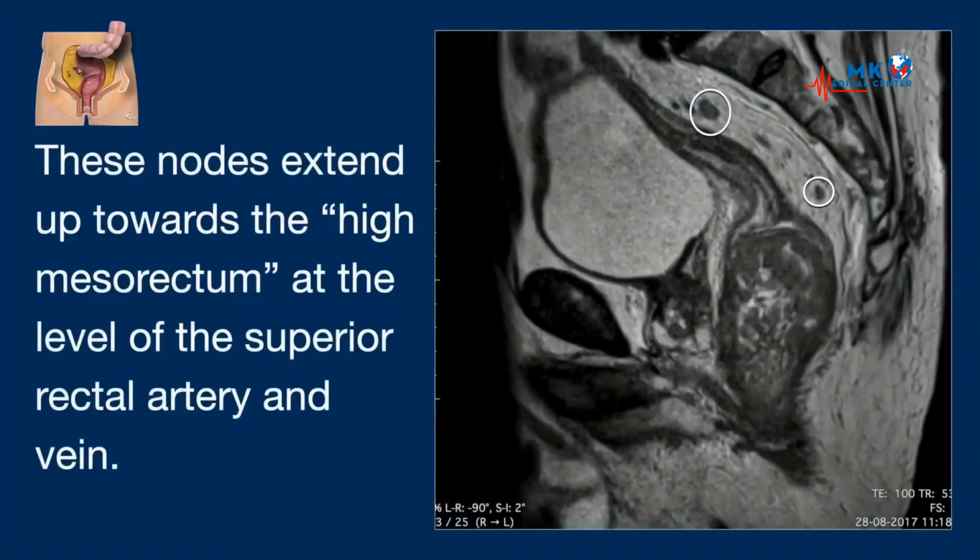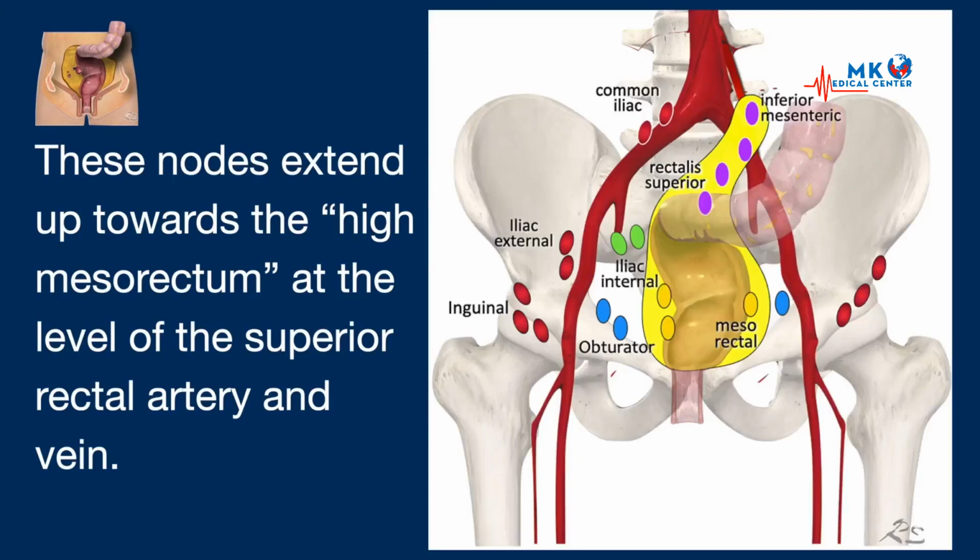These nodes extend up towards the high mesorectum at the level of the superior rectal artery and vein, which is all the way up here. And this is important information for surgery or irradiation. Let's continue with the sagittals.